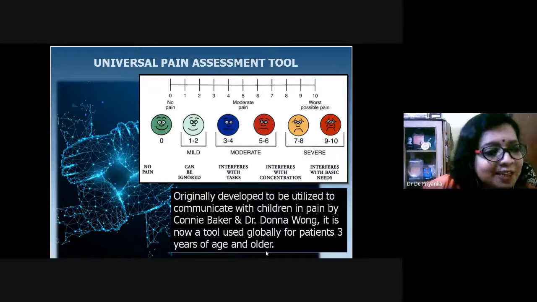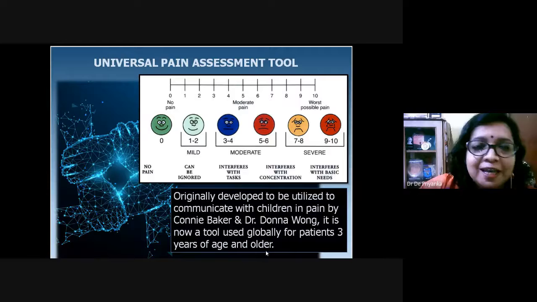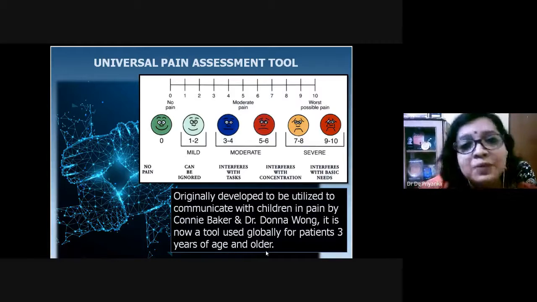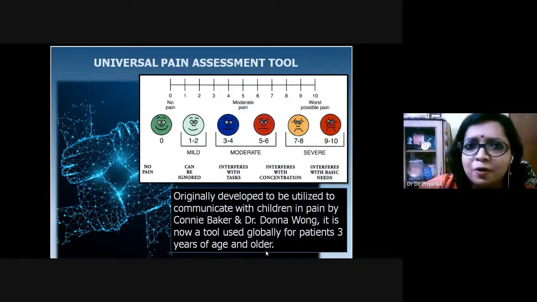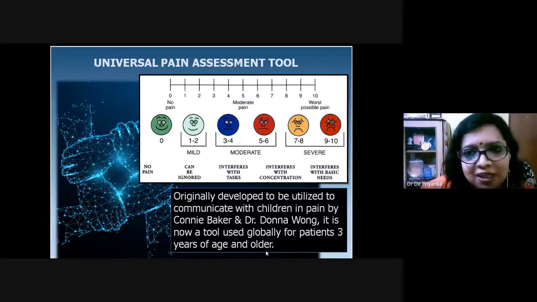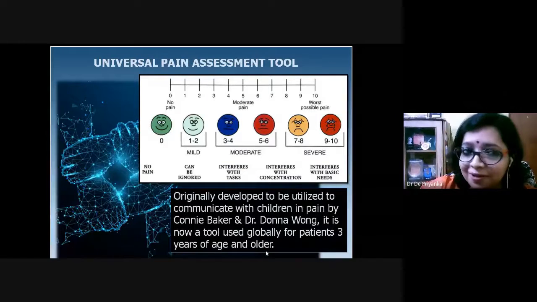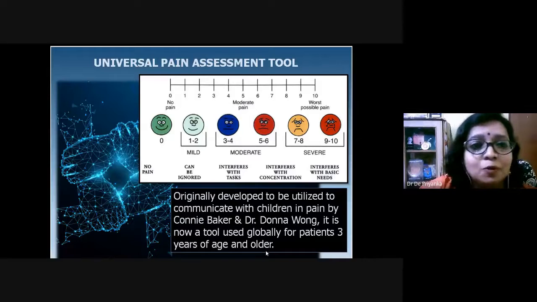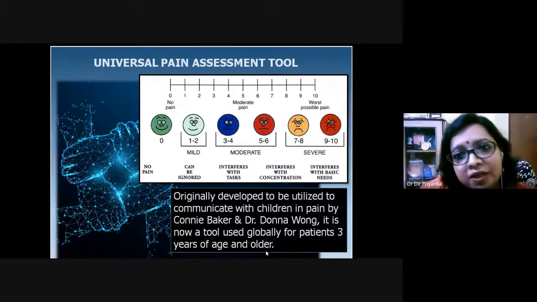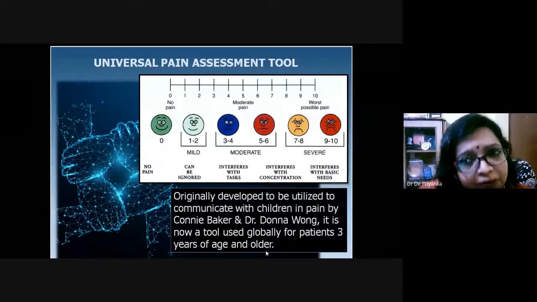Now, it is being said that when this was first taken into consideration, it was tested on babies. The babies showed a number of facial expressions, and from their facial expressions, they took it into account. But gradually, this concept was extrapolated to patients who are older than 3 years, and even to older patients also. So there are different pain assessment tools.